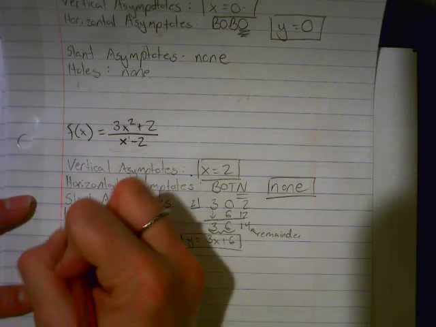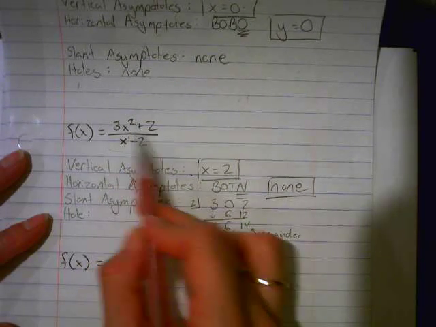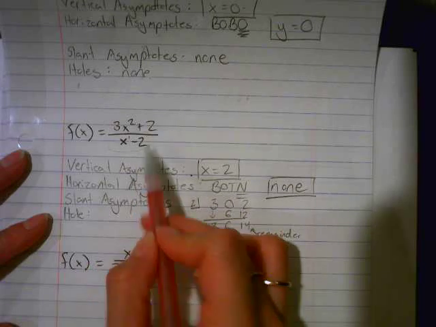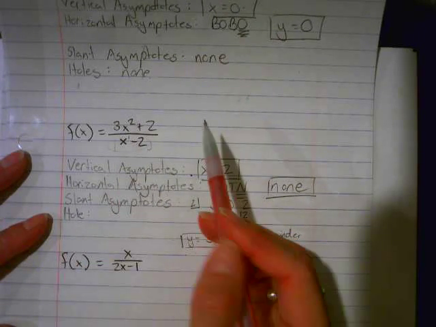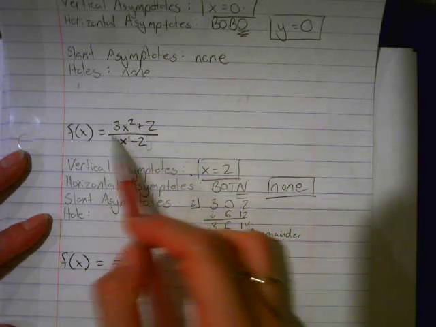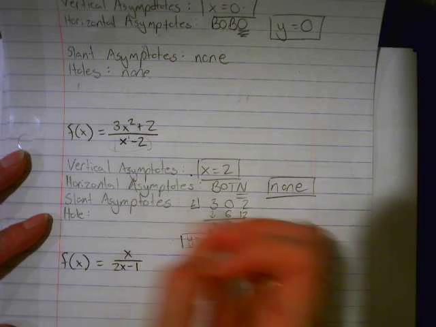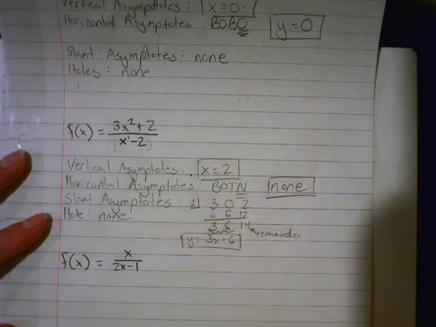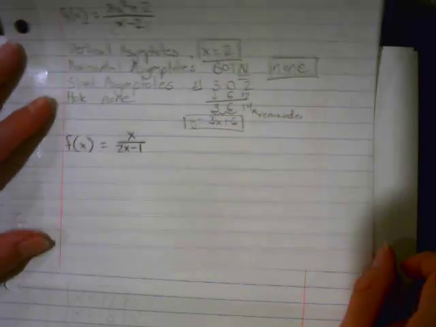Okay, and last, let's check for holes. Again, if I think about the top and the bottom and if they will have any common factors, I've got an x minus 2 on the bottom. Is there going to be a way that I can get x minus 2 on the top by factoring this or something of that sort? And I'm not going to be able to do that, so there would be none if you cannot factor and cancel a common factor.